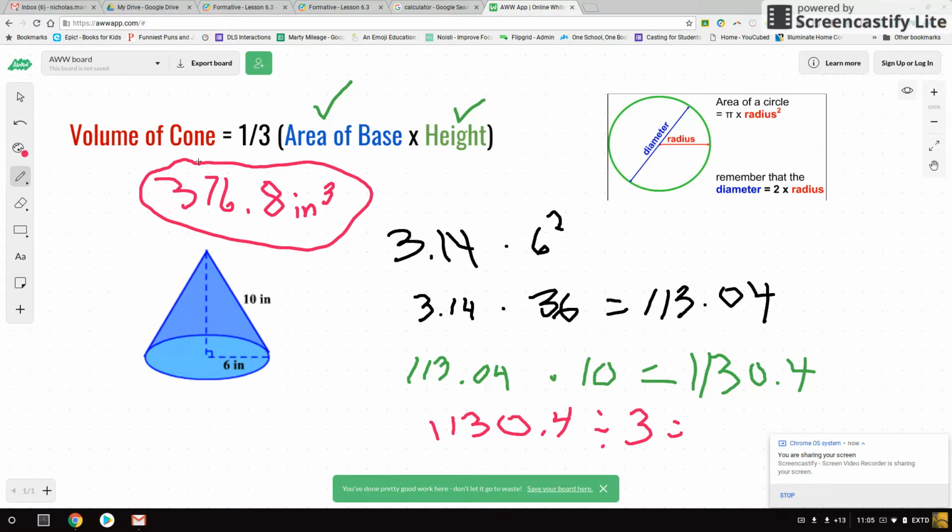So for both the volume of a cylinder and a cone, we follow those same formulas. We just have to make sure that we're working in our base with a circle, which requires a second little formula.